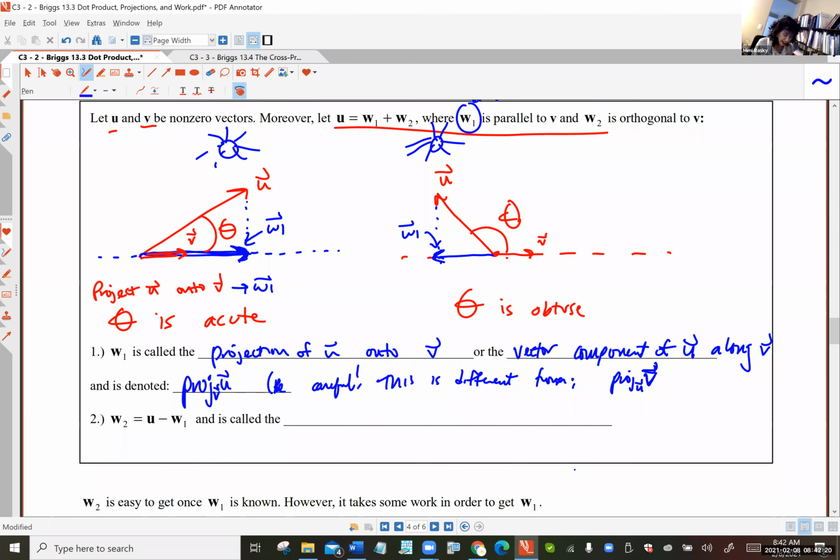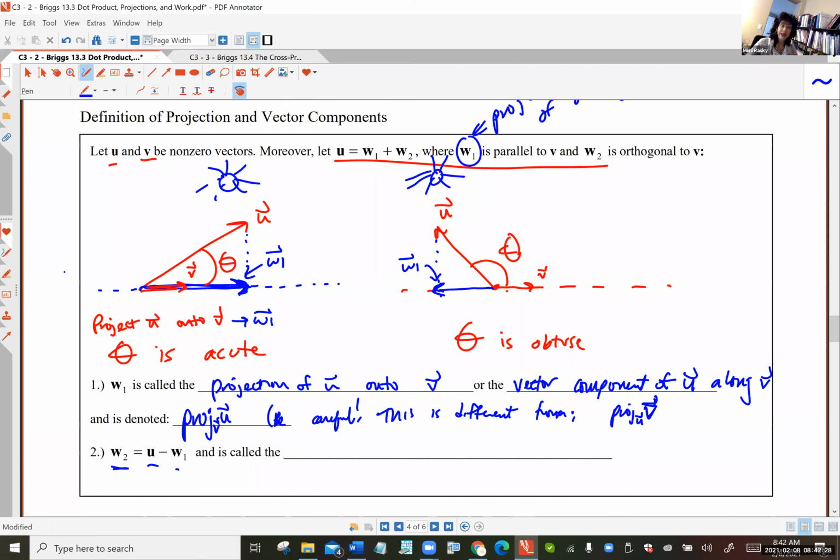Okay. Now, what's this W2 business? And why are we saying it's U minus W1? Let me draw a picture first so you get what it is. And by the way, our physics brethren care about all this stuff I'm talking about here all the time. I'm going to use a different color. How about pink?